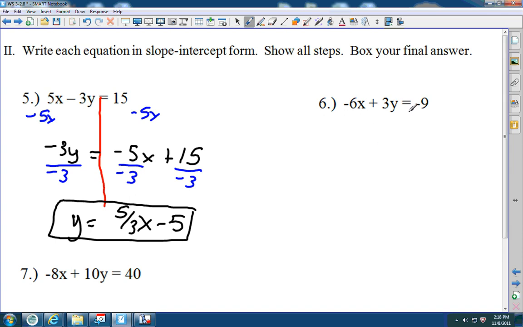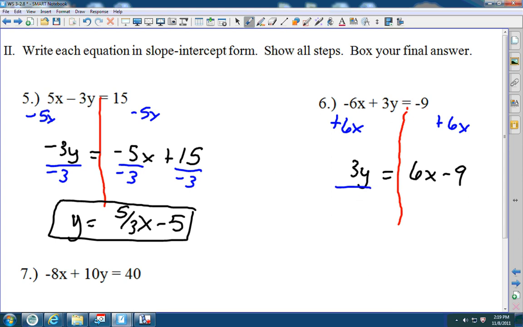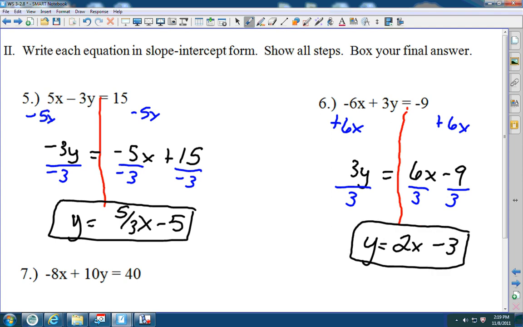The next one, well, first you should have added 6x to each side. Now I get 3y equals 6x minus 9. I'm going to divide by 3. I get y equals 6 divided by 3 is 2, 2x minus 3. There it is. My slope is 2. My y-intercept is (0, -3).